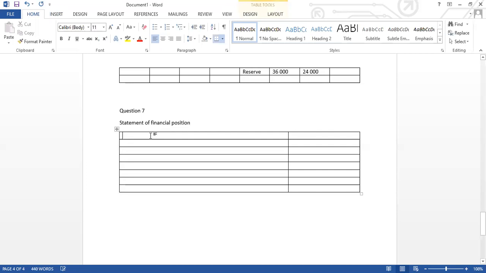Statement of financial position. So we have assets. That's the first thing that we start off with. Then we have our non-current assets. Now, under non-current assets, what non-current assets do we have there? Land and building.